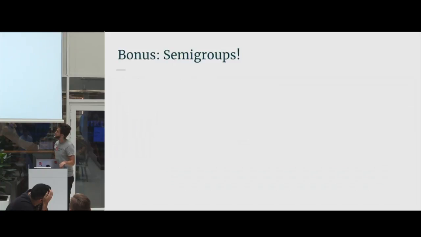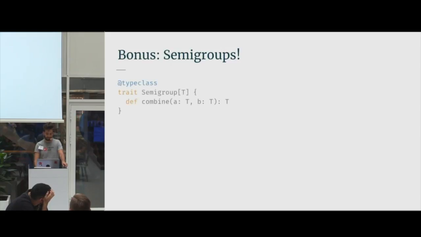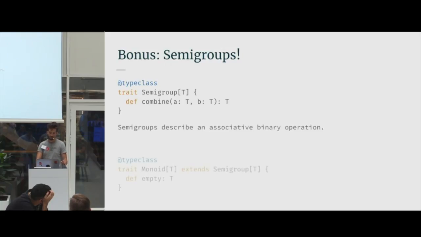So what we've seen so far was monoids and monoidals, but there's also a notion of semigroups, and semigroups look like this. They're exactly like monoids, but they don't define the empty method. So they only have an associative combine method. So they basically just describe associative binary operations. And then actually in Cats, Monoid extends Semigroup. So every monoid is also a semigroup.